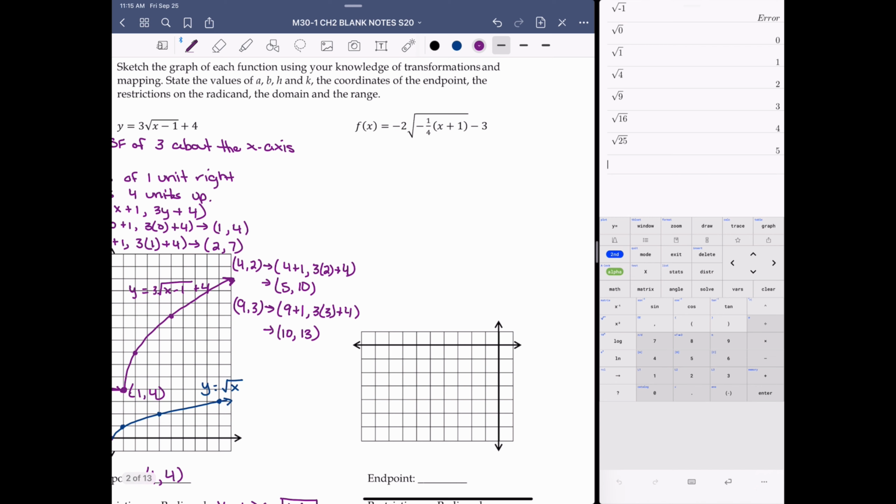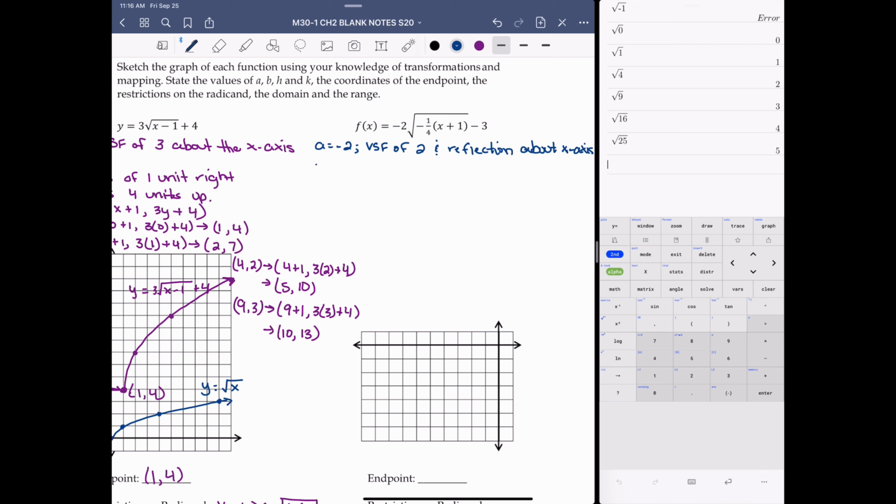Next one, f of x equals -2 times the square root of -1/4 times x plus 1, and outside the root is subtract 3. Start with our parameters. A equals -2. That represents a vertical stretch factor of 2, and reflection about the x-axis.